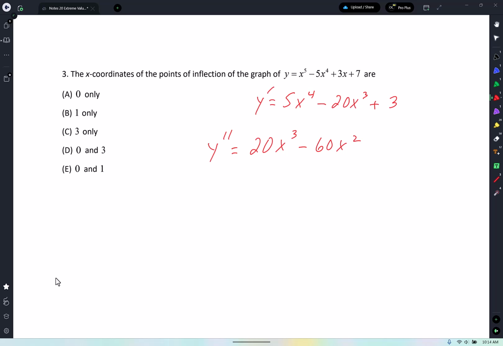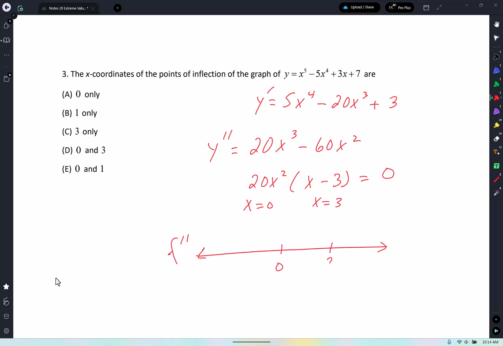Okay. So I'm going to factor out 20x squared. And I'm going to have x minus 3. I don't see any errors, but let me know if I have. And I get two values. I get 0 and I get 3. Don't just answer 0 and 3. Are we still okay? We're going to do a sign chart. I'm going to call that f prime prime. I'm going to plug in 0. I'm going to plug in 3.